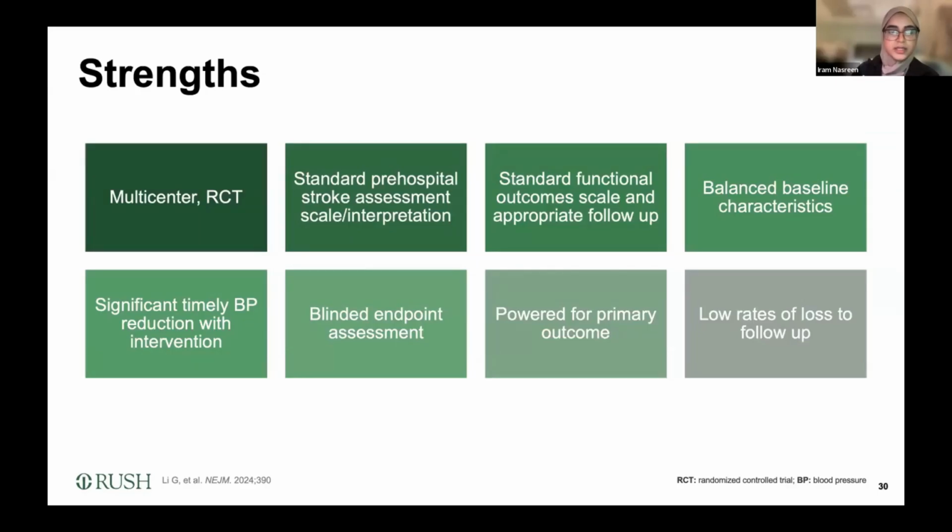They did have balanced baseline characteristics. They did have significant timely blood pressure reduction with the intervention compared to usual care. They used blinded endpoint assessment for the primary outcome. This was powered for the primary outcome, and they had low rates of loss to follow-up.